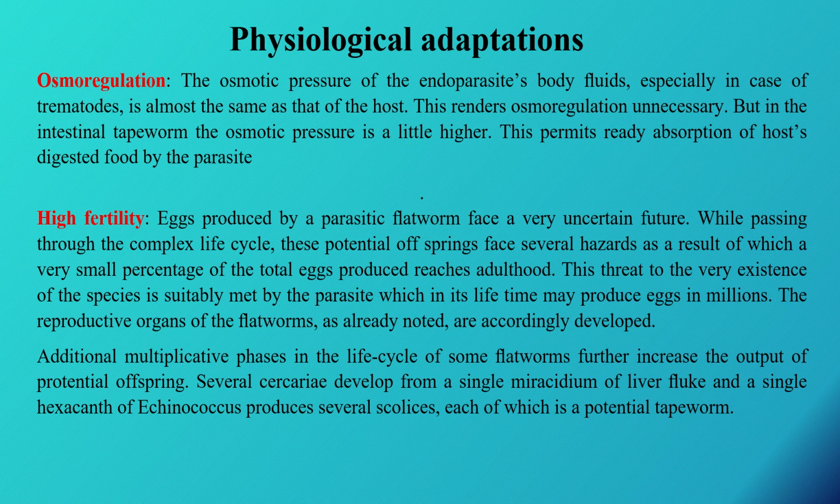Additional multiplicative phases in the life cycle of some flatworms further increase the output of potential offspring. Several cercariae develop from a single miracidium of the liver fluke, and a single hexacanth of Echinococcus produces several scolices, each of which can become a potential tapeworm.